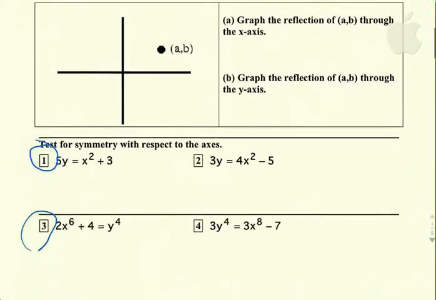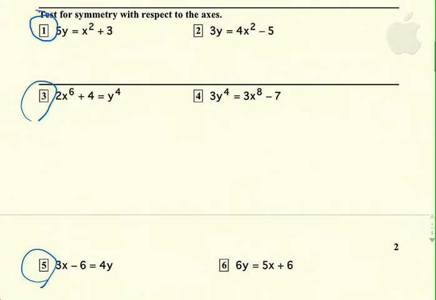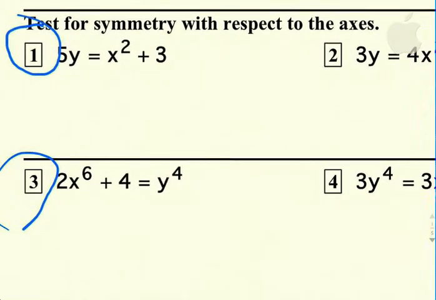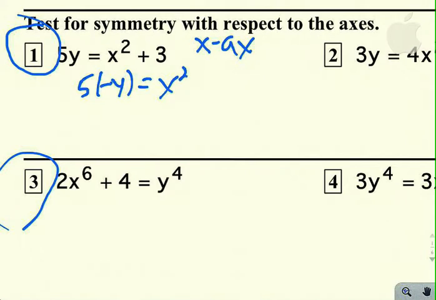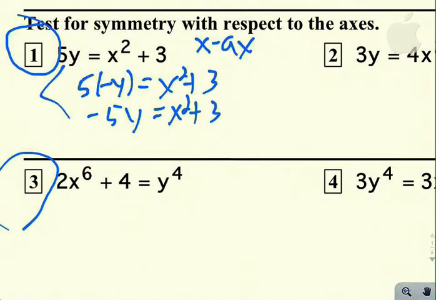We're going to start with number 1, testing for symmetry with respect to the axes. Let's try the x-axis first. To test for the x-axis, you negate the y. And you'd have minus 5y equals x squared plus 3. And these two equations are not equivalent, so you would say it does not have x-axis symmetry.